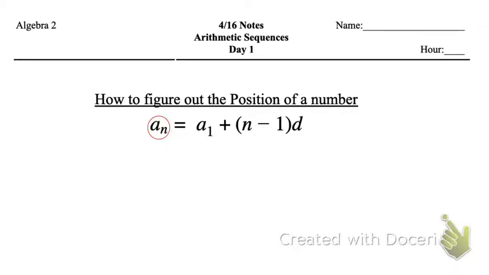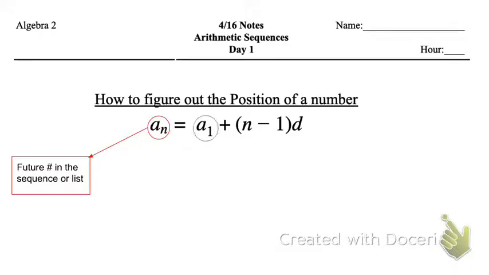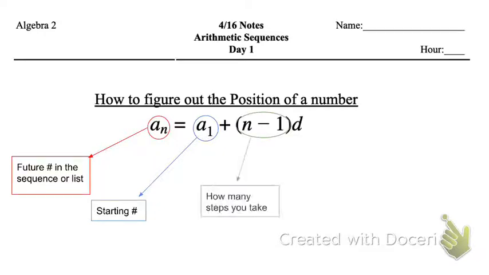What is that? Well, it's some future number in your list, something that's out there a little ways that you're looking at. What is a sub 1? That's the starting number, or the first number in your list. What is this n minus 1? You can think of that as how many steps you have to take to get from your first number to that number you're looking at.